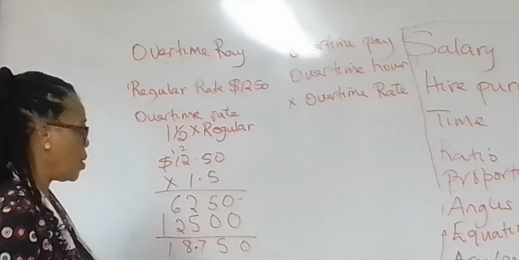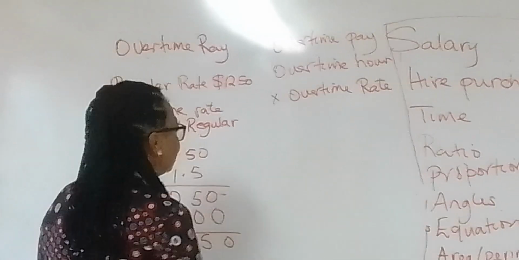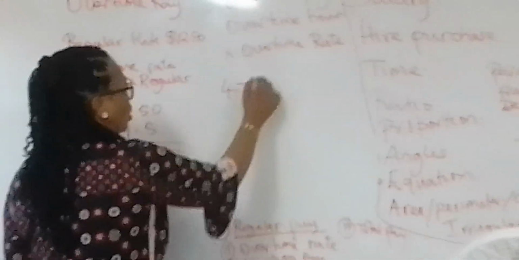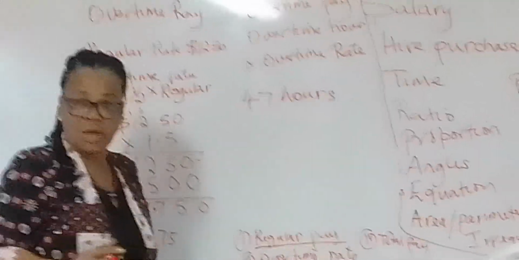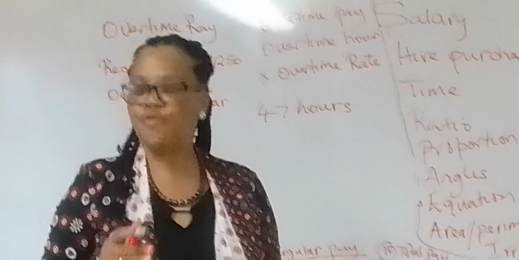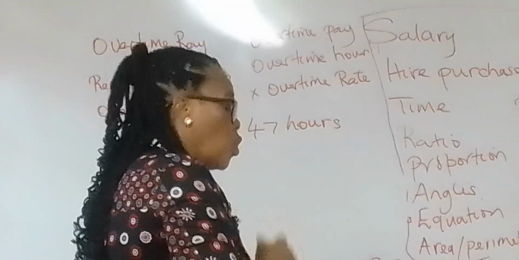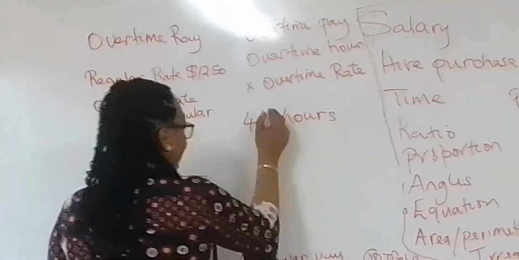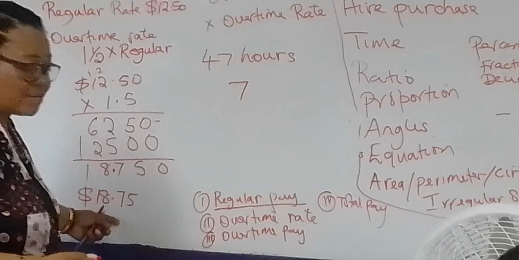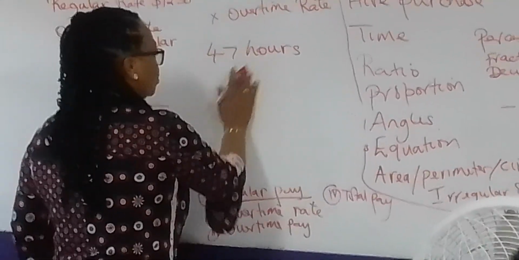What was his overtime hours? Now all they told us is that he worked 47 hours for the week. Now what should have been his regular hours? 40. So what would be his overtime hours? 7 hours. So he has 7 overtime hours. And his overtime rate, we worked that out as $18.75.